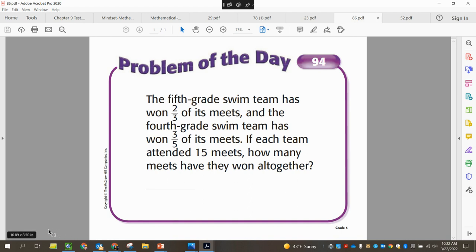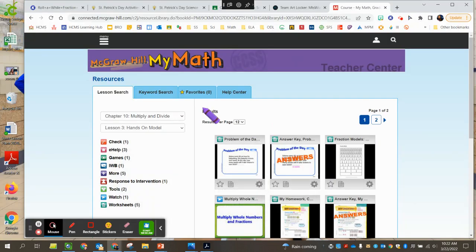I'm going to hit stop on the video soon, but what you can do right now is pause it so you can continue to see this problem of the day on the screen and then work through solving it. So go back and hit pause if you forgot to pause.